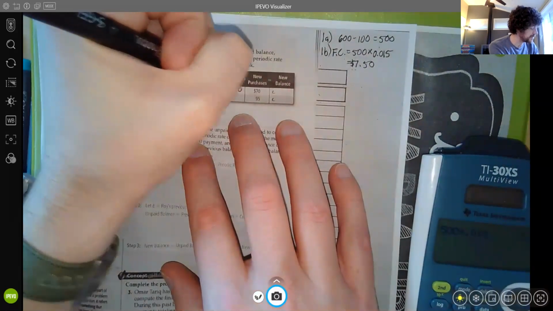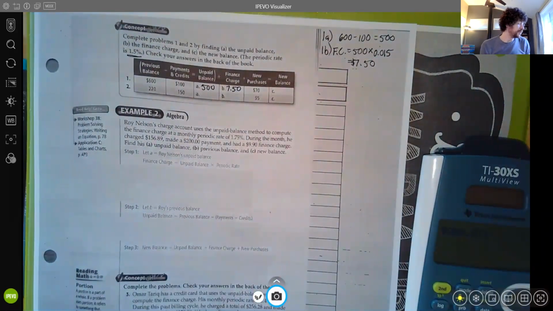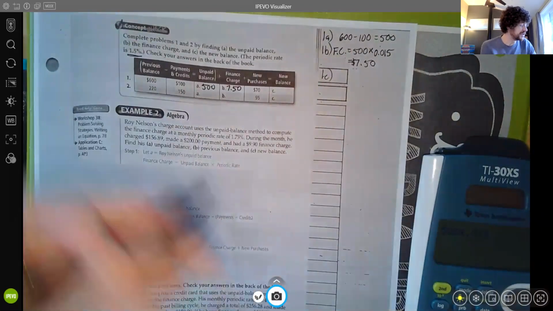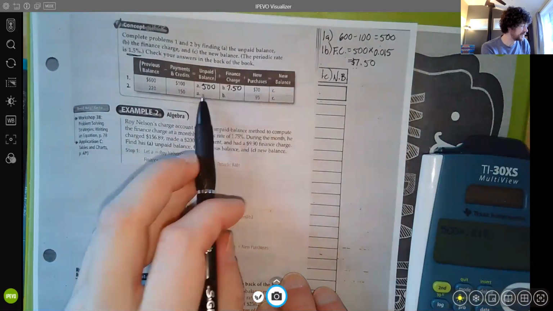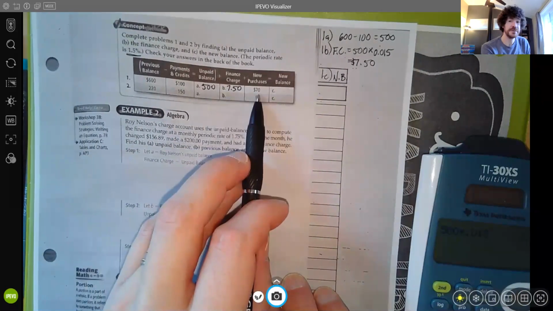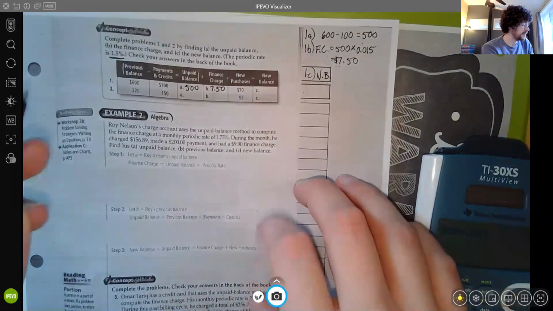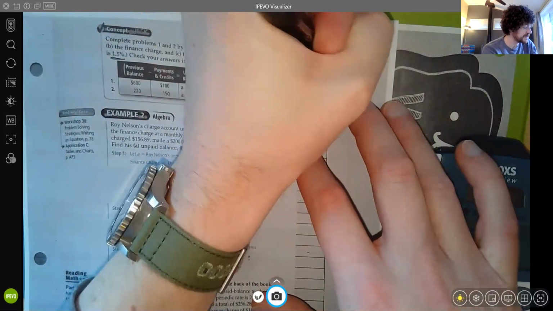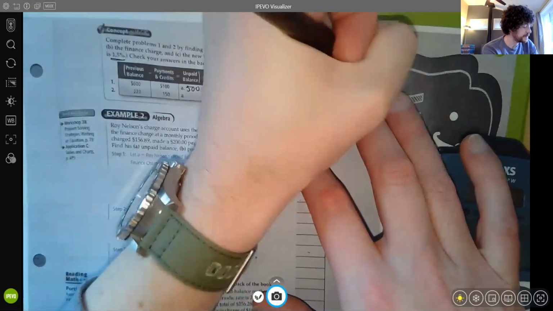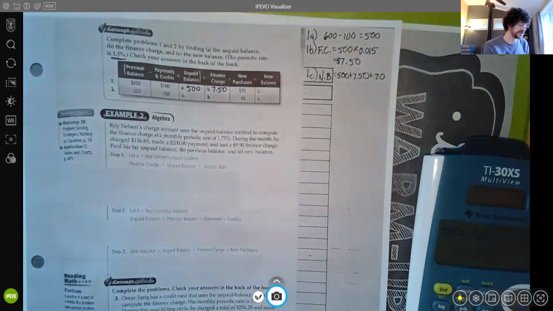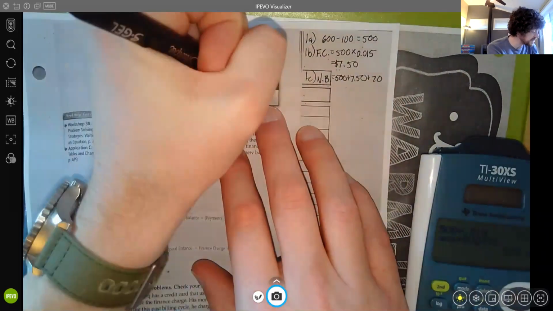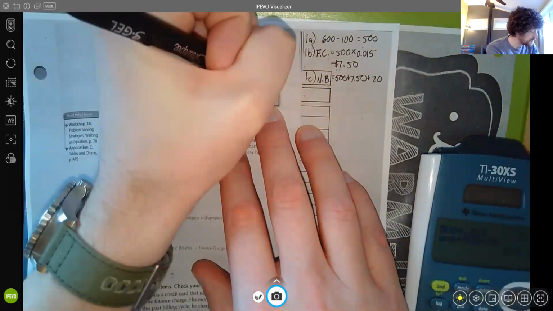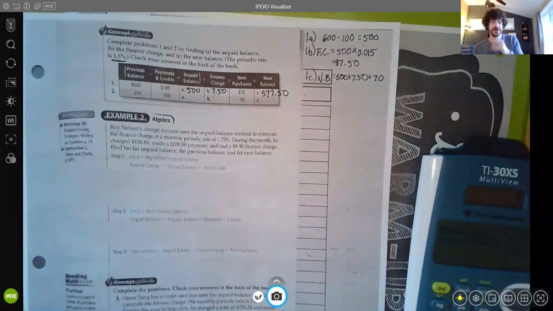So $7.50. And then 1C is just the new balance, and the new balance is equal to these three added together, the unpaid balance plus the finance charge plus new purchases. So 500 plus 7.50 plus $70 of new purchases. So we're looking at $577.50 for the new balance.